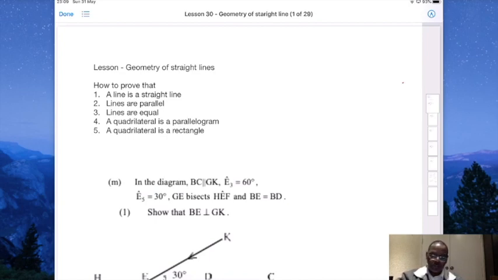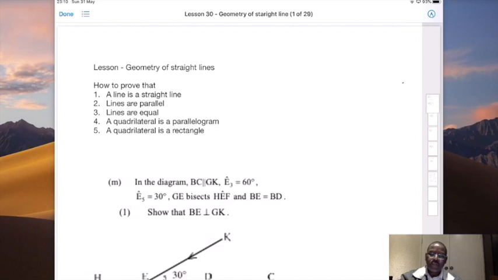We have studied a lot about straight lines. We know certain properties of straight lines. For example, we know that angles on a straight line will add up to 180 degrees. We also studied parallel lines, and we know at this stage that corresponding angles within parallel lines are equal. Alternate angles that are formed within parallel lines are equal, and co-interior angles within parallel lines will add up to 180 degrees.